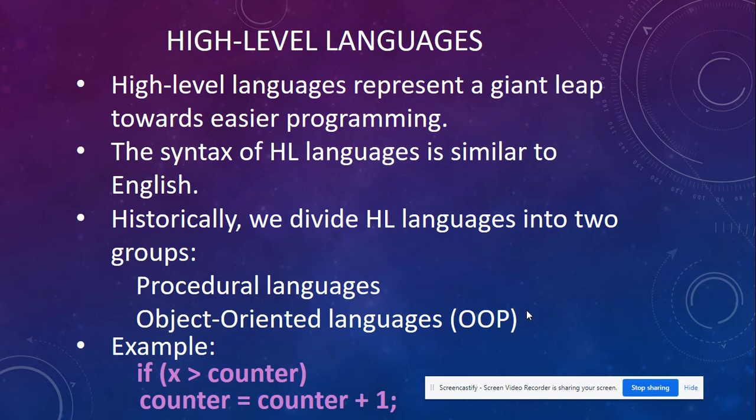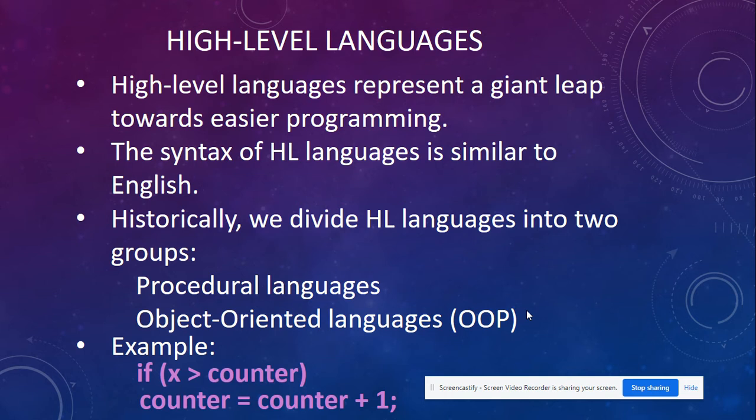All right. Now we're dealing with what we're doing here in C++, high-level languages. Okay, high-level languages represent a giant leap towards easier programming. It's more of a natural language similar to English. Okay, we divide the high-level languages into two groups: procedural languages and object-oriented languages. That's got a high probability for a quiz or a test question. We divide the high-level languages into two groups: procedural languages and object-oriented languages.